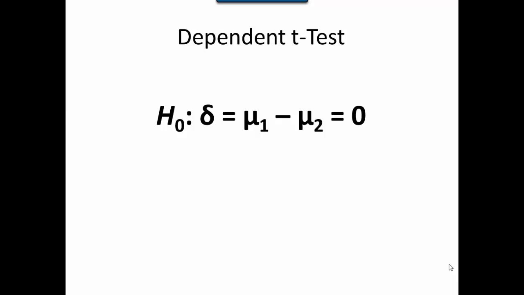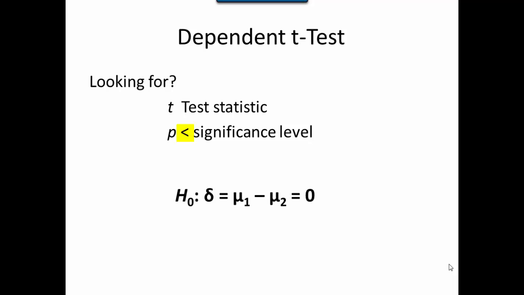Let's go back and look at what the null hypothesis is if we're going to be using a dependent t-test. The null hypothesis states that the change, that symbol is a small delta, it stands for change, from pre to post or from beginning to end is going to equal the mean from the beginning sample minus the mean for the ending sample, and that's going to be 0. In other words, our null hypothesis is saying there's going to be no change pre to post or from beginning to end.